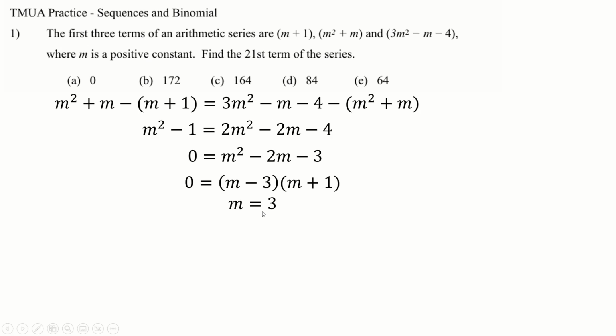So using m equals 3, we can fill in the terms of the sequence. It goes 4, 12, and I don't even care what the next one is, because now I know that the sequence has a difference of 8, and we're looking for the 21st. So I guess we just need to add 20 lots of 8 to this starting term of 4, and we'll find the 21st sequence term is 164.